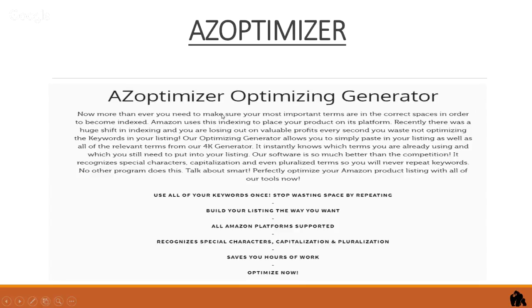Okay, this is the optimizing generator. Now, what this does is once you have your keywords listed out, you can then build your front end listing by optimizing all of the keywords you've identified. So let's have a look and see how it does that.